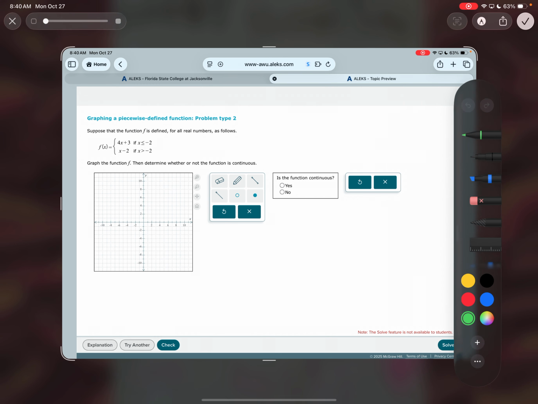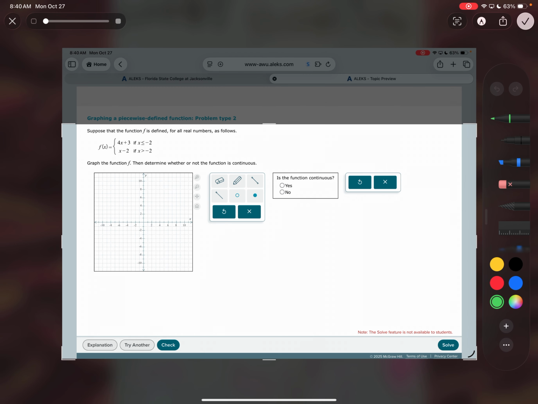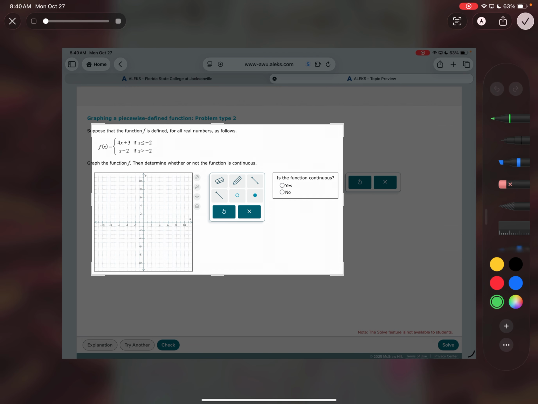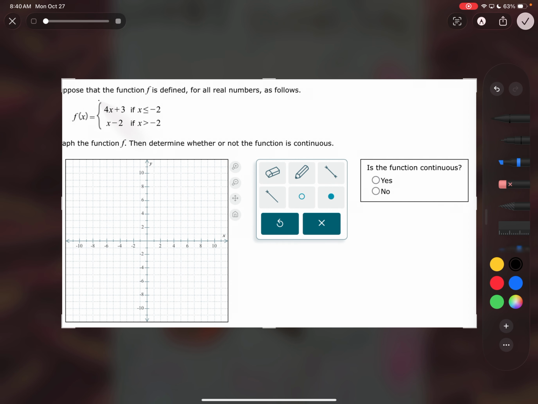Oh, we got to continue this. Okay, so remember I said that the left side is like y equals. So my first one right here is actually like y equals mx plus b. This is where these get tricky. So my slope is 4 and my y-intercept is 3. I'm just going to draw that graph real quick.